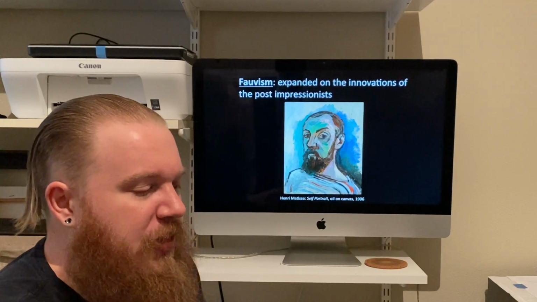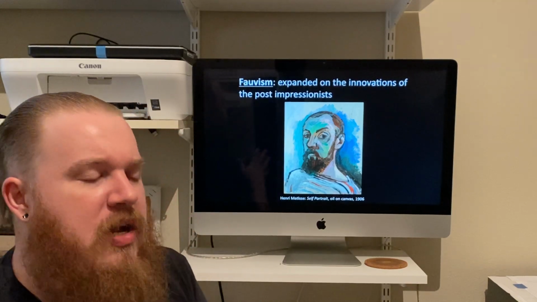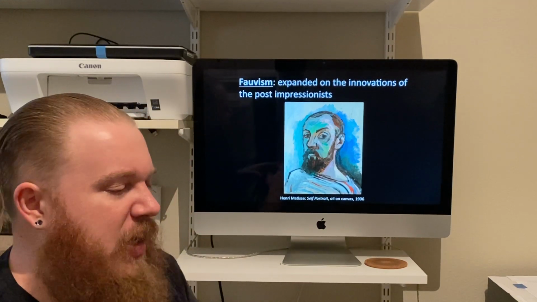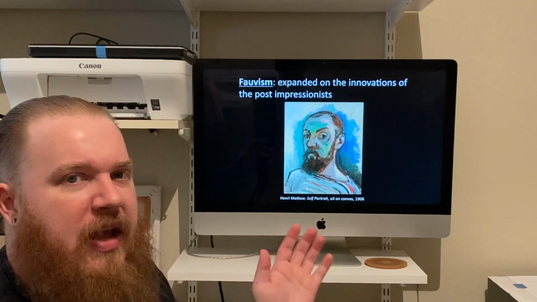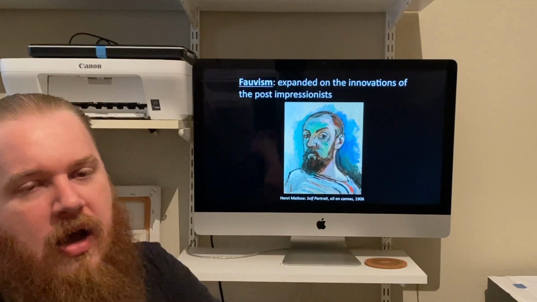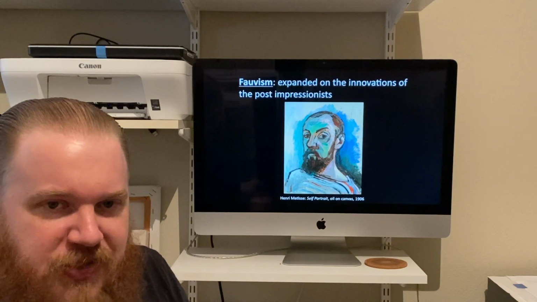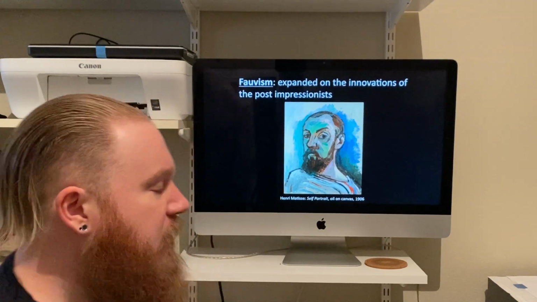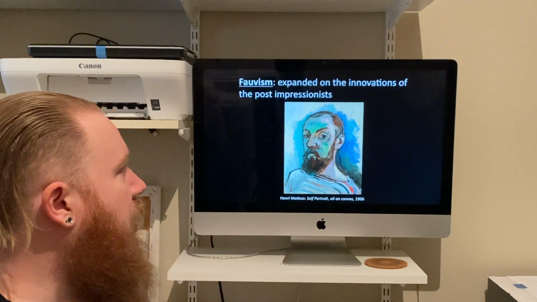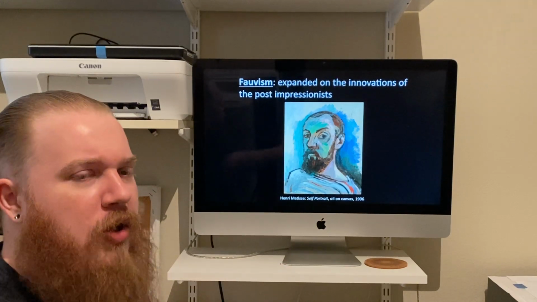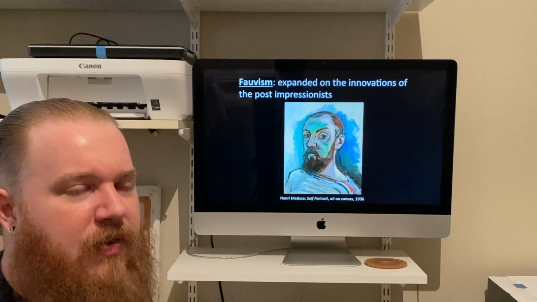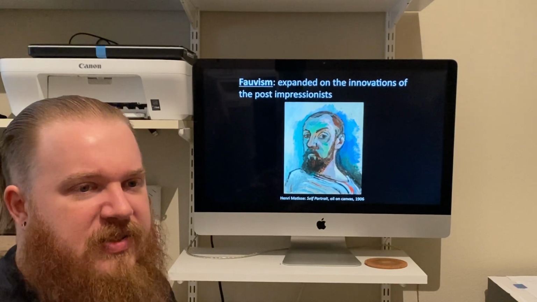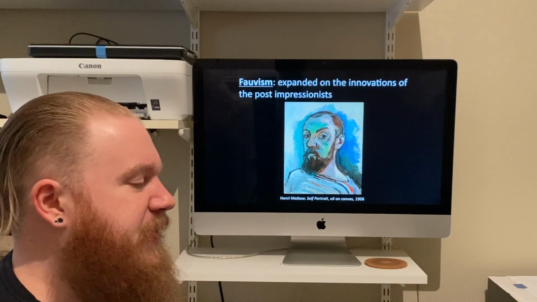But the Fauvists really expanded on the innovations of post-impressionism. So we can think of Fauvism as being post-impressionism taken to its most logical extreme and its most individualistic sense. So here we can see Henri Matisse. Matisse will later go on to be influential in a variety of other subjects, such as Dadaism, Surrealism, all kinds of things like that.